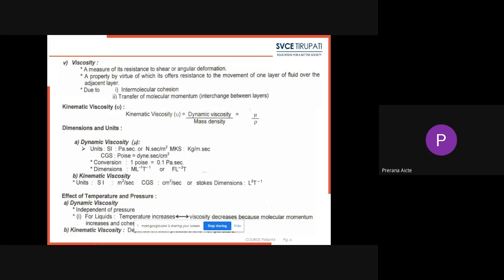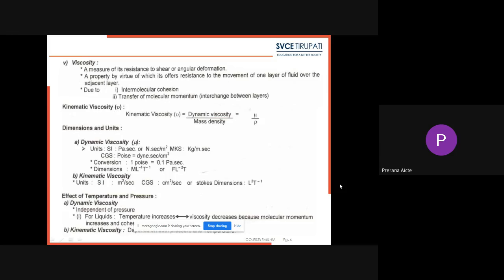The units of the dynamic viscosity in SI units are Pascal second or Newton second per meter square, and in CGS the dynamic viscosity unit is poise, and 1 poise equals 0.1 Pascal second. Then coming to the kinematic viscosity, the units of kinematic viscosity in SI units are meter square per second, or centimeter square per second, or Stokes.